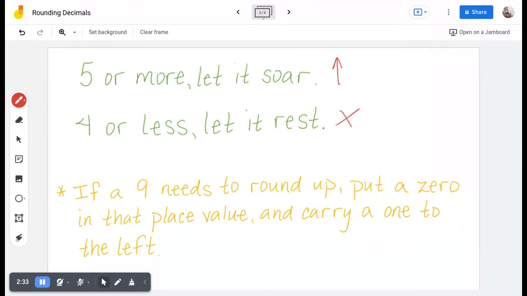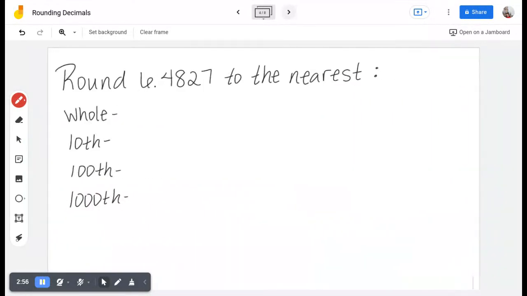Don't move it. If you have a 9 that needs to round up, well, 9 would go up to 10, but you can't cram a 1 and a 0 in one little spot. So you put the 0 and you carry the 1 to the left, just like when you're adding multiple digit numbers and you put your ones digit and carry the next one to the left. It's that same kind of idea. So I just want to show you some examples of this.